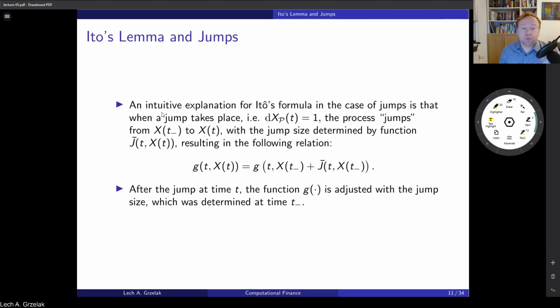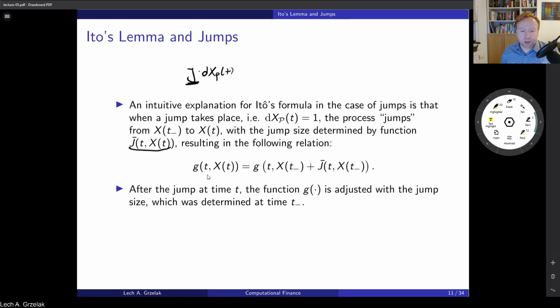Intuition. An intuitive explanation for Ito's formula in the case of a jump is that when a jump takes place, we have dX_p equal to 1. So we have one particular jump. The process jumps from X_{t-} to X_t. So this is what I explained: just before the jump, after the jump. We have only one moment when the jump could take place, with the jump size determined by function j, as we have already seen, j times dX_p(t). So j determines the jump size, resulting in the following relation.